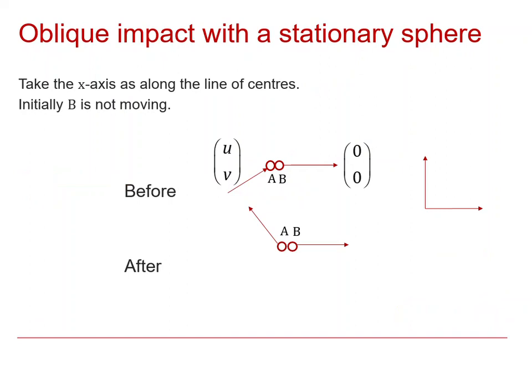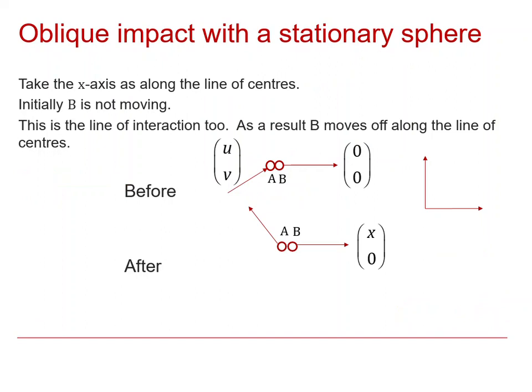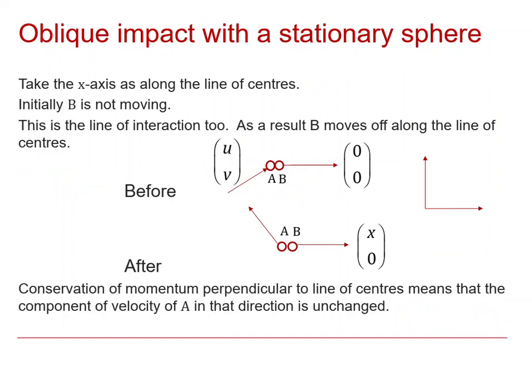Now for afterwards, first of all we're agreed that B moves off along the line of centres, so that means that B's velocity is most generally expressed as x with a 0 component for the y-axis, and then the subtle point that for A, the conservation of momentum perpendicular to the line of centres means that the component of velocity of A in that direction is unchanged. So we show A like that. We'll see that u has changed to minus w because I've got my arrow swinging over towards the left, and v is unchanged from what it was before. So that's the general situation.